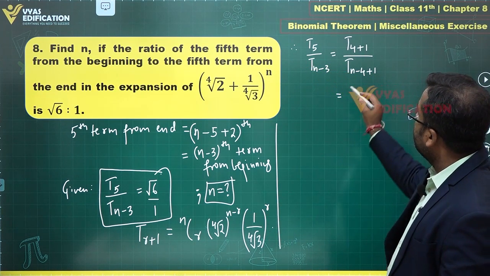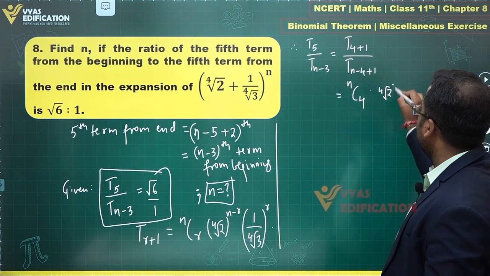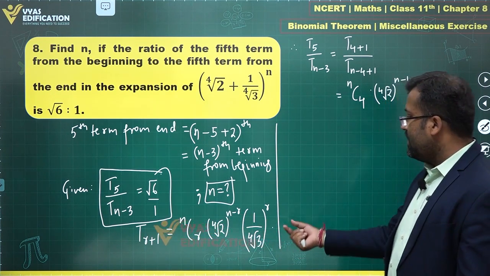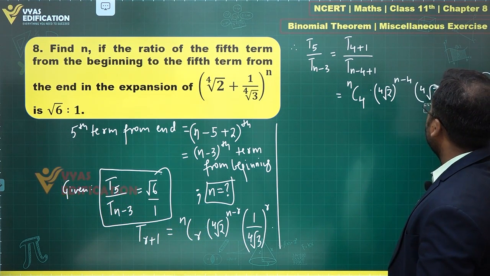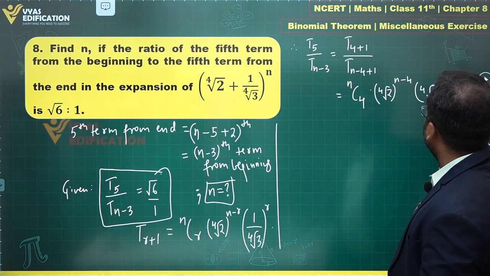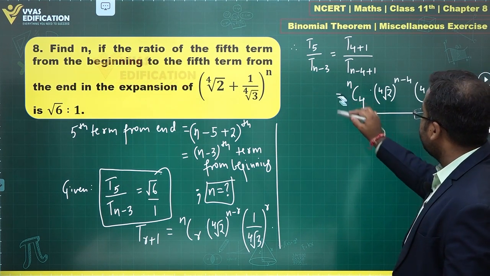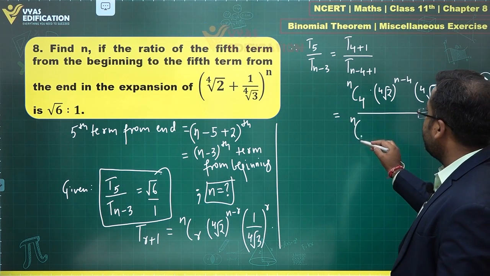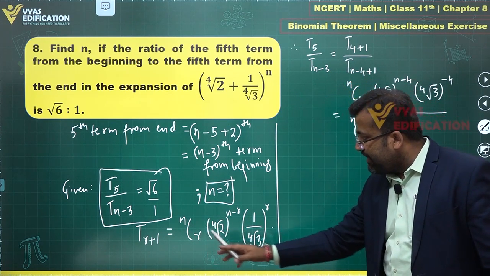This ratio will be equal to, let's take a look at, this is NC4 times 4th root of 2 power n minus 4. Can you observe that? This is n minus 4. And this is 4th root of 3 power minus r, which will become minus 4. Is that okay? Yes. And after writing this, the next thing that we'll write is the denominator. The denominator will be equal to NCn minus 4, since r is replaced with n minus 4.